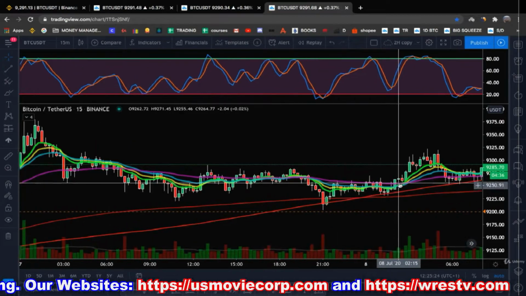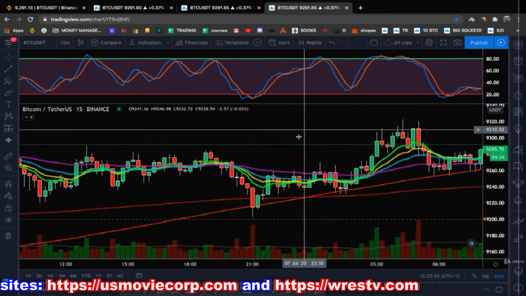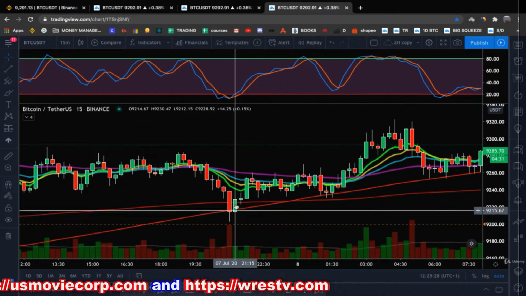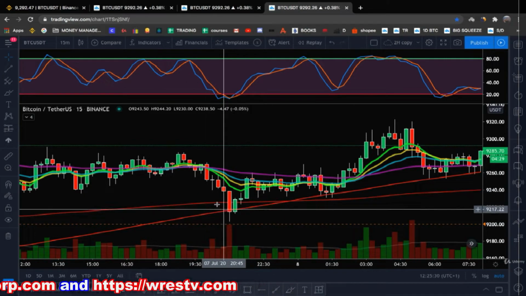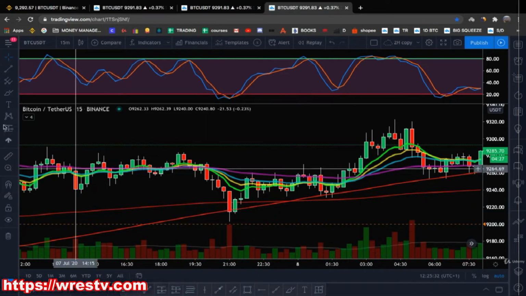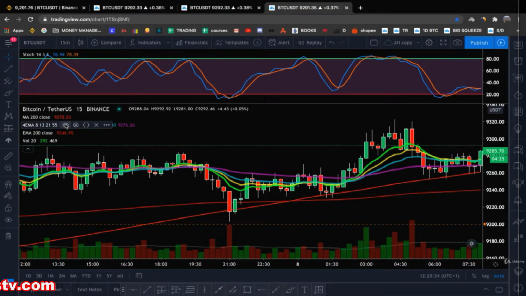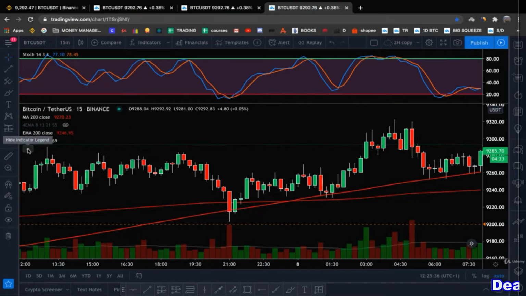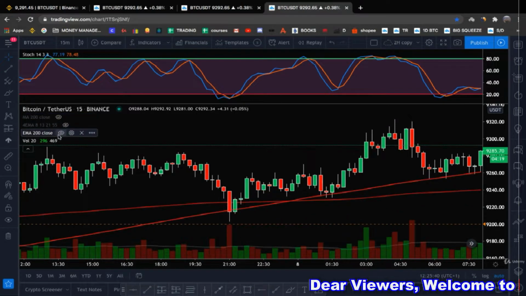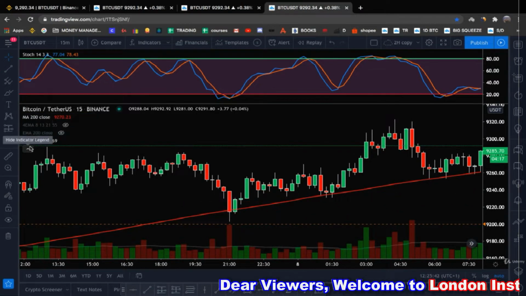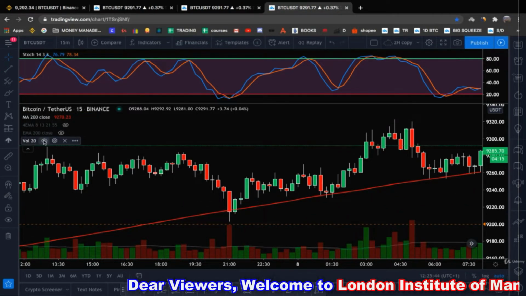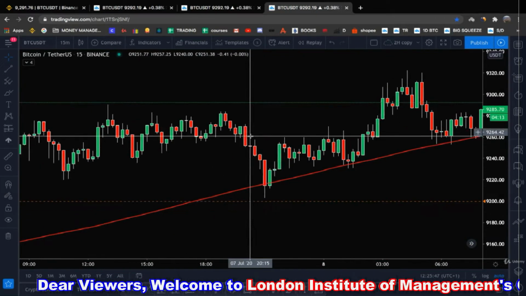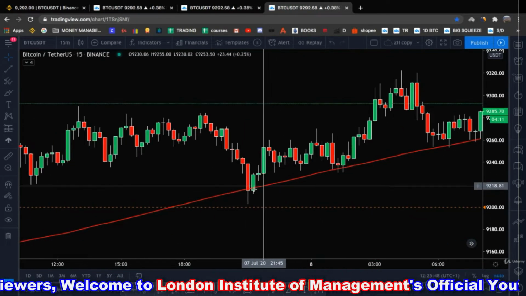Okay, let's imagine that now these are the 200 exponential and simple moving averages. Let me even remove the other one so you will not be confused. I can even just keep just one, so you have an idea what's going on. Let me remove this as well, and the stochastic. All right, so this is the 200 simple moving average.